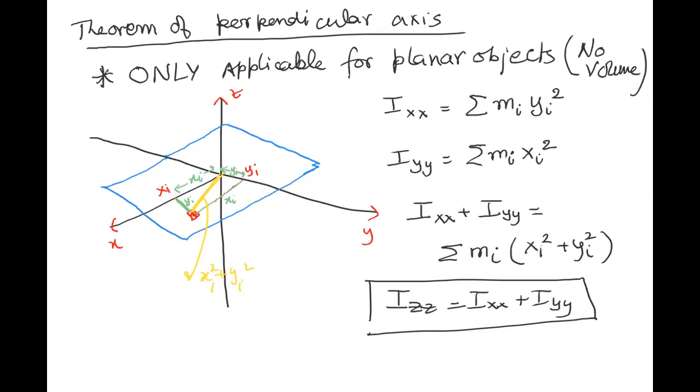Of course, it would be an icing on the cake if the object is symmetrical and it turns out that Ix and Iy are equal. If Ix and Iy are equal, then Iz is simply twice the moment of inertia about the x or the y axis. Okay? So I'm going to change the slide now.